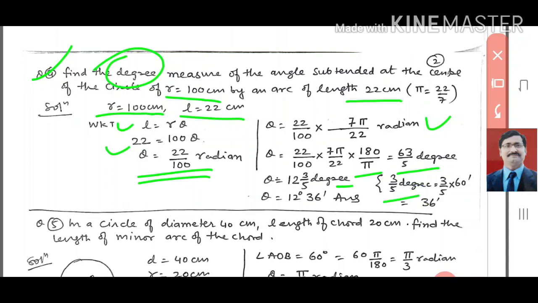And 3 by 5 degree you can write in minutes. So 3 by 5 into 60, you get 36 minutes. So in place of 3 by 5 degree you can write 36 minutes. So the final answer is 12 degrees and 36 minutes. So all of you understand this?